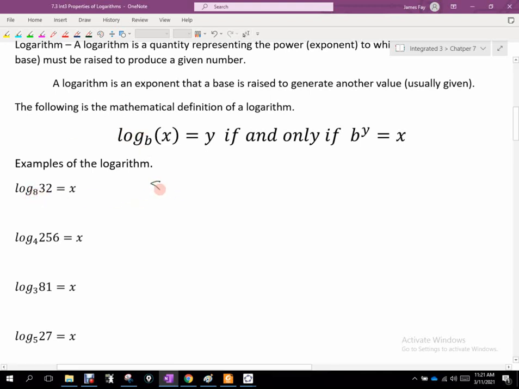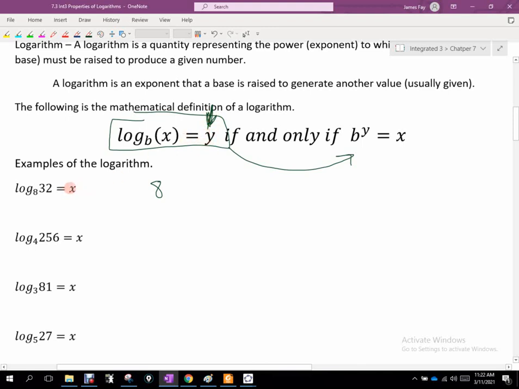Basically, I'm going to write down 8. So if I look at this right here, I'm going to rewrite it in that format right there. So I'm going to take the b value. What's the b value over here? It's going to be the 8. Then I'm going to take the y value, which is that number all by itself on the other side of the equal sign.